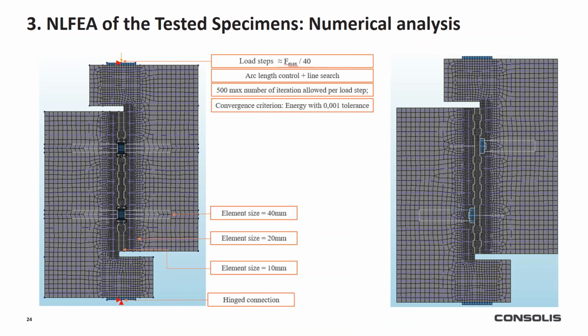Here we can see the analysis models. I used force control analysis with arc length control plus line searches. I needed a large number of iterations per load step to remove the spikes in the curves. And due to the complex geometry of this connection, it was required to use a quite refined mesh.